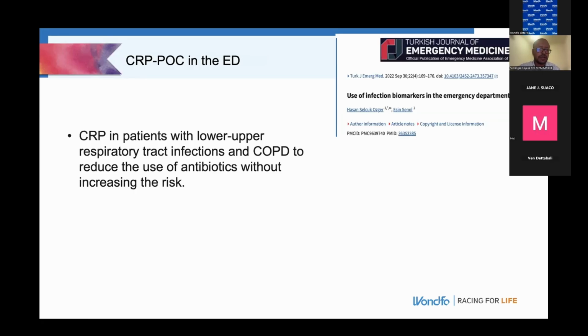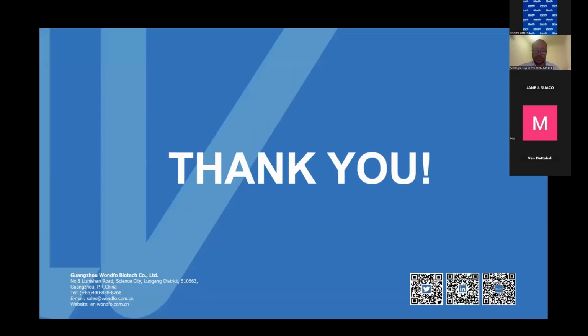So all in all, CRP in patients with lower as well as upper respiratory tract infections and COPD, the acute exacerbations of chronic obstructive pulmonary disease, can reduce the use of antibiotics without increasing the risk. It can help us to put patients either on IV or PO just by looking at the clinical data as well. That's all I have.